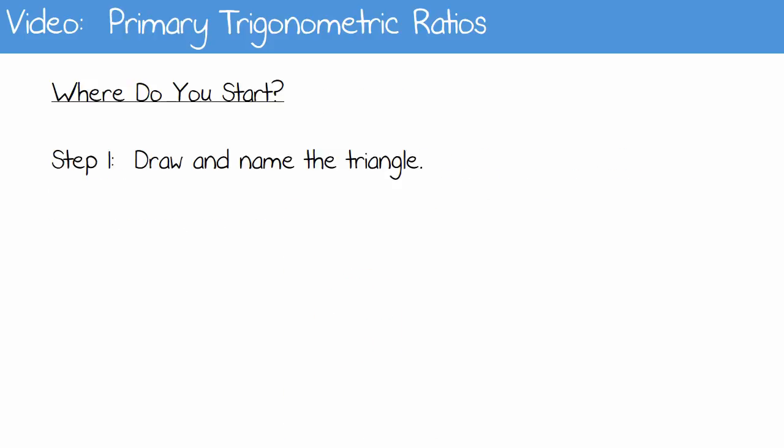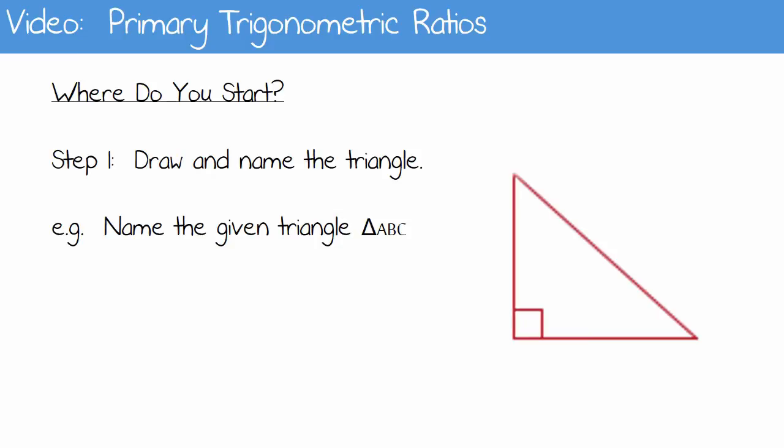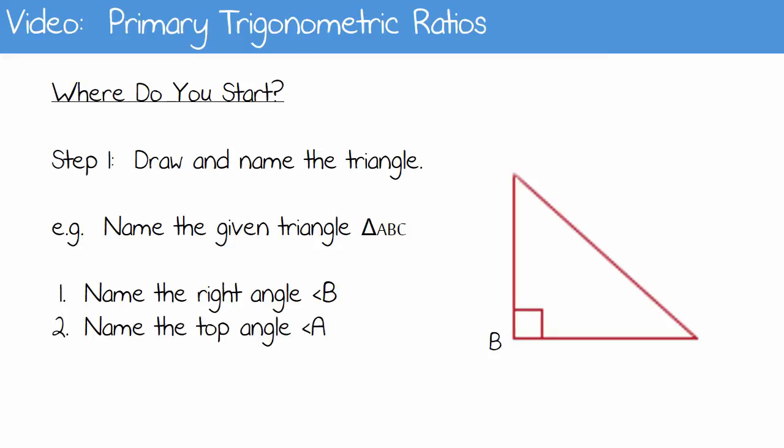Where do you start? Step number 1. Draw and name the triangle. Name the given triangle, triangle ABC. To do this, name the right angle, angle B. The letter in the middle of the name represents the right angle. Name the top angle, angle A. Name the bottom angle, angle C.